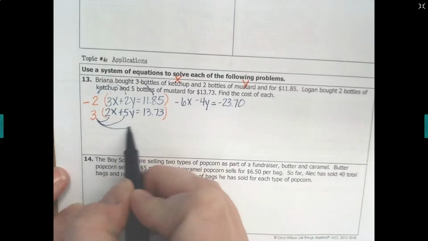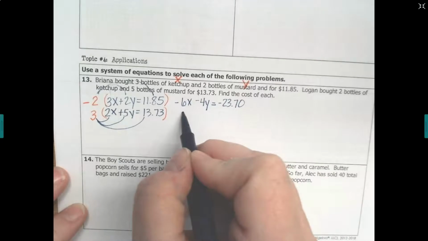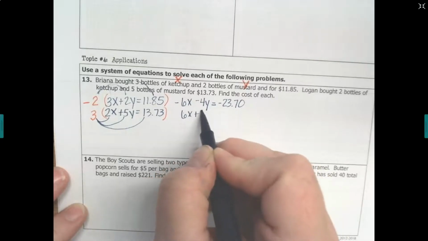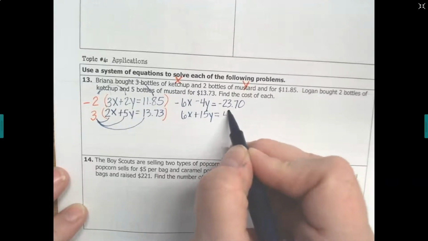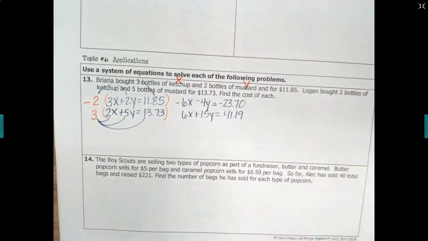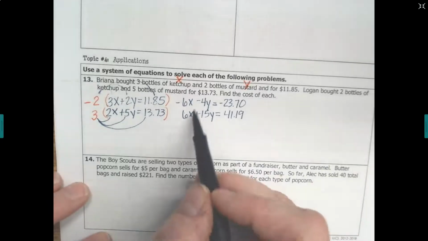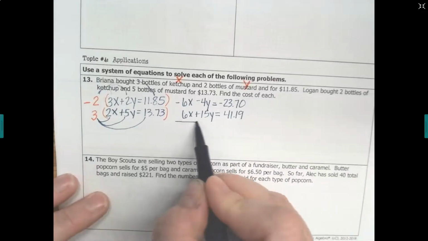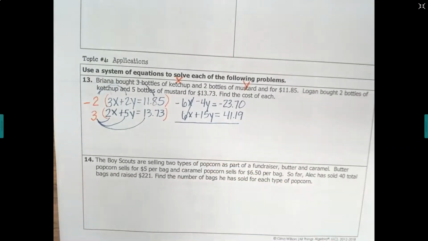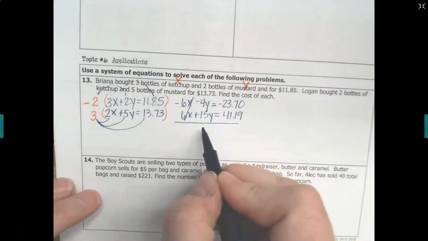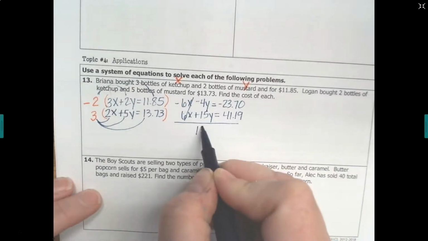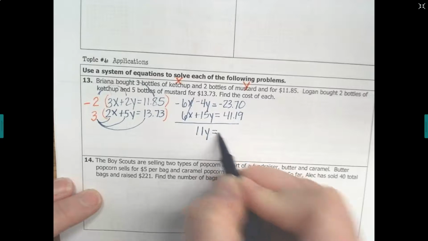Remember, you're going to distribute to every term, and we get positive 6x, positive 15y equals positive $41.19. Okay, remember our goal, what we're doing is called elimination, so you want to eliminate a variable. My x's are opposite from each other, so I achieve that. They cancel out to 0 and they're gone. Then I have negative 4y plus 15y equals 11y. And we have our equal sign.